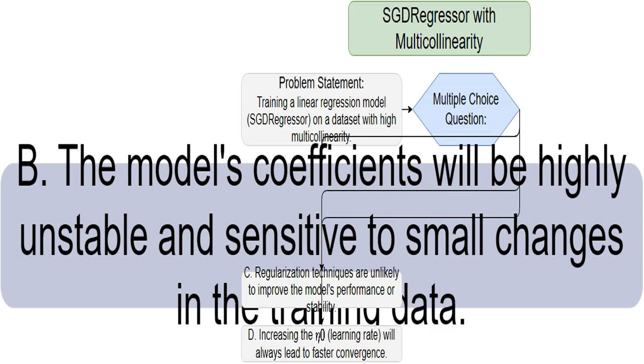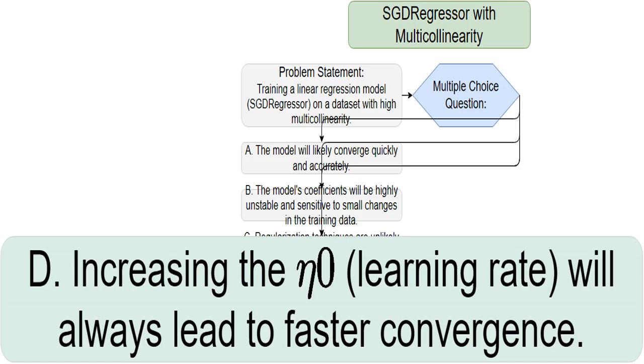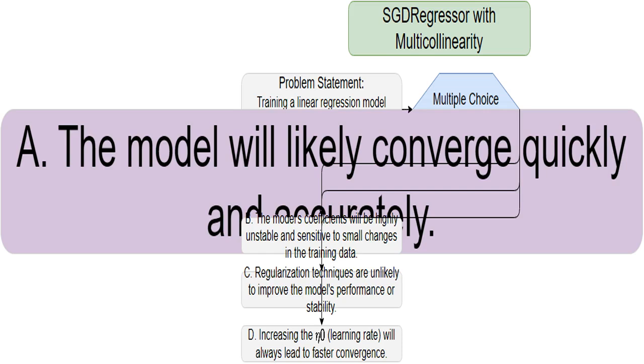I predict the model's coefficients will be very unstable. Because of the multicollinearity, small changes in the training data can lead to big changes in what the model learns, its coefficients. That's what makes this statement true. Increasing eta0, the learning rate, doesn't guarantee faster convergence. A high learning rate can cause the model to bounce around, never settling on a good solution. A low learning rate makes the process painfully slow. The optimal learning rate depends on the data.